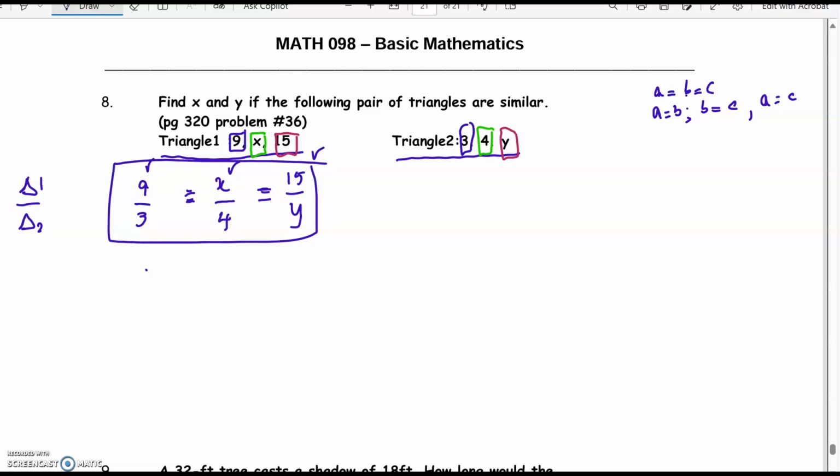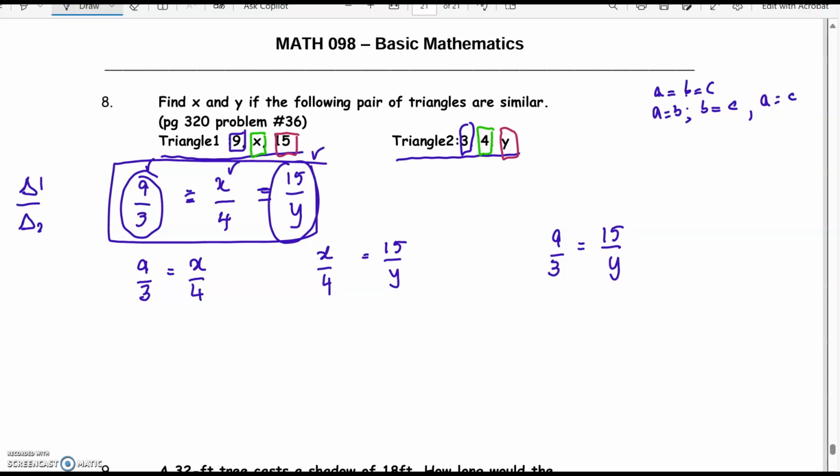So I'm going to take 9/3 equals x/4. That's one equation. x/4 is equal to 15/y. That's another equation. And then I equate the first number with the last number. Since they're all equal, I can say that the first ratio is equal to the last ratio.